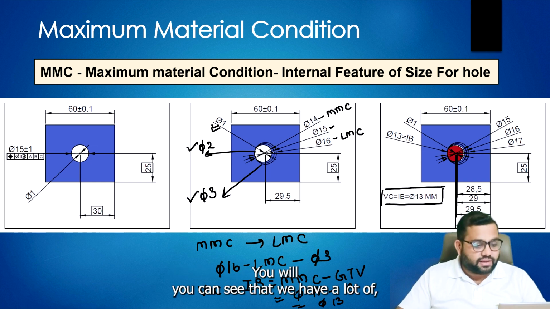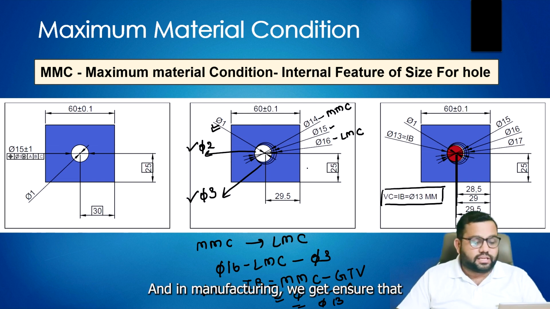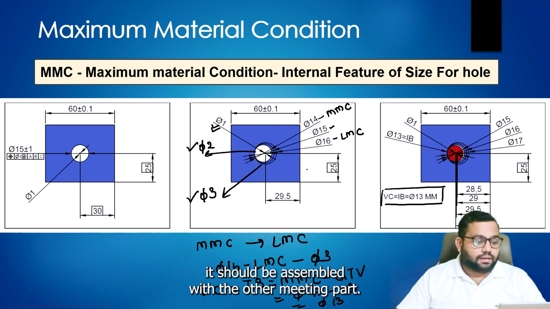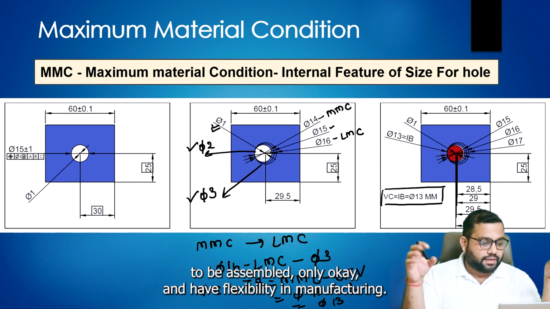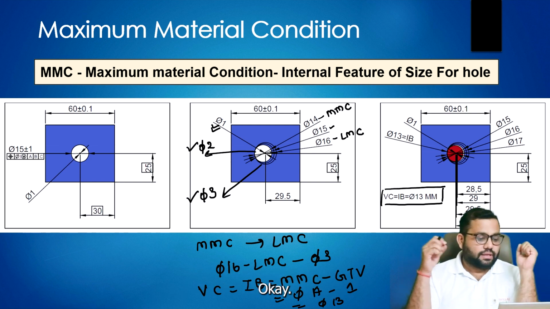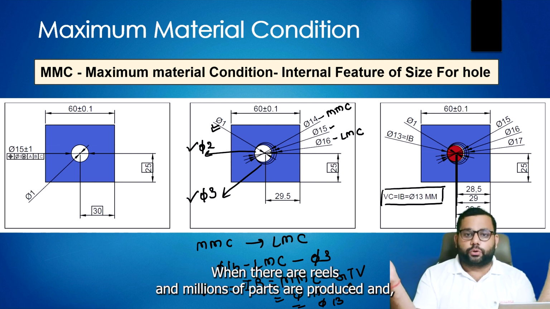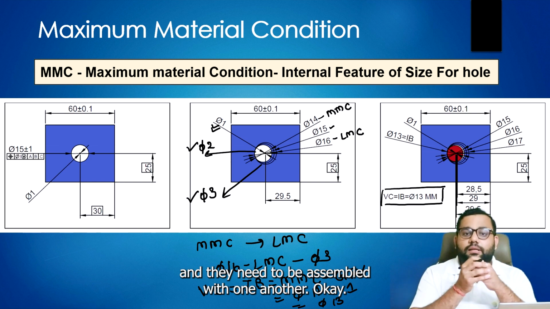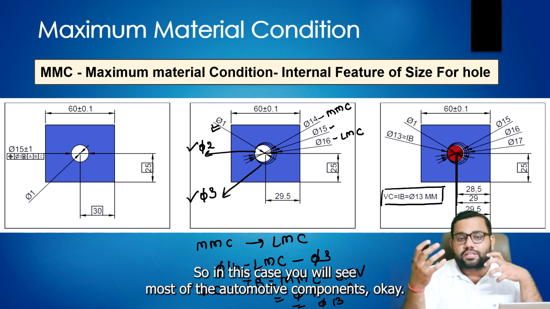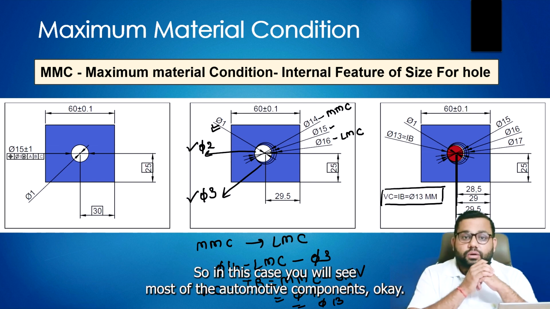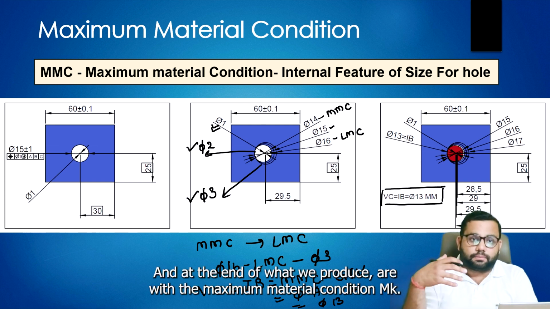Then we have a lot of flexibility in manufacturing. You can see that we have a lot of clearance over here, and in manufacturing we can ensure that it will be assembled with the other mating part. If your application requires that the part only has to be assembled, with flexibility in manufacturing, when millions and millions of parts are produced and need to be assembled with one another, we use the maximum material condition a lot. You will see this in most automotive components. Automotive parts are produced with the maximum material condition, MMC.